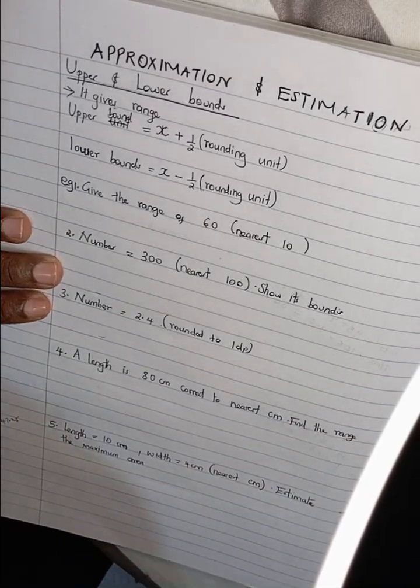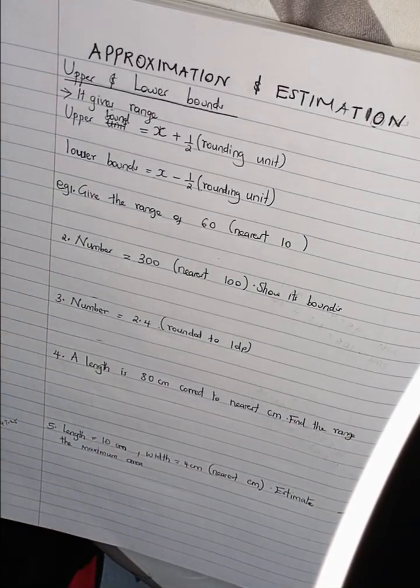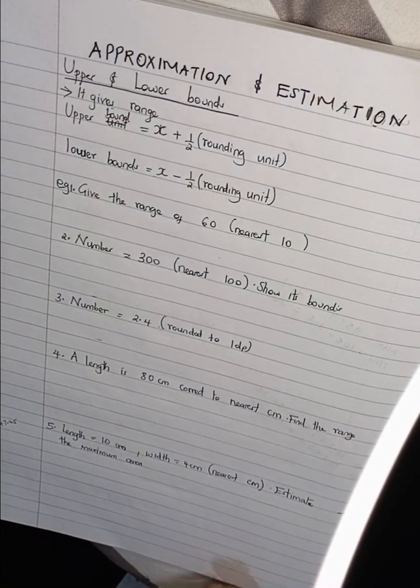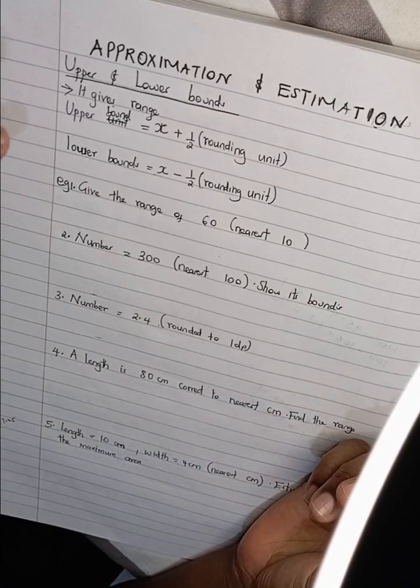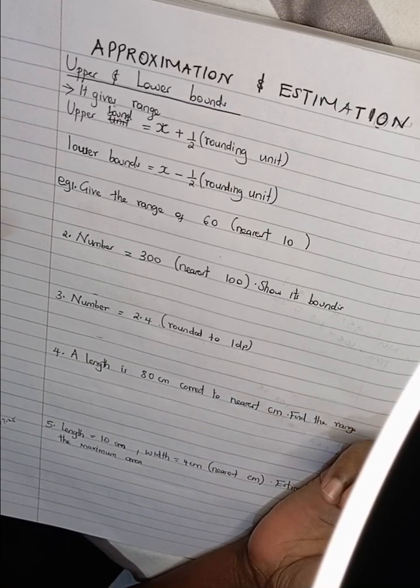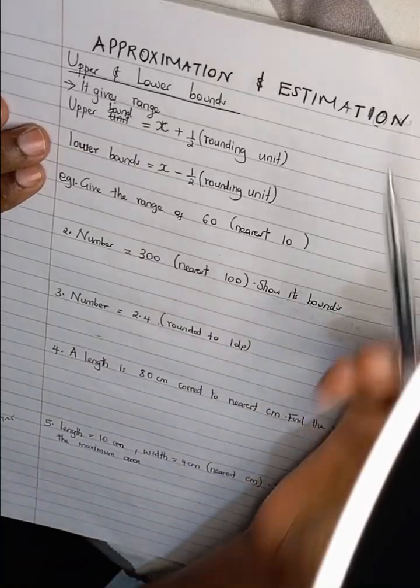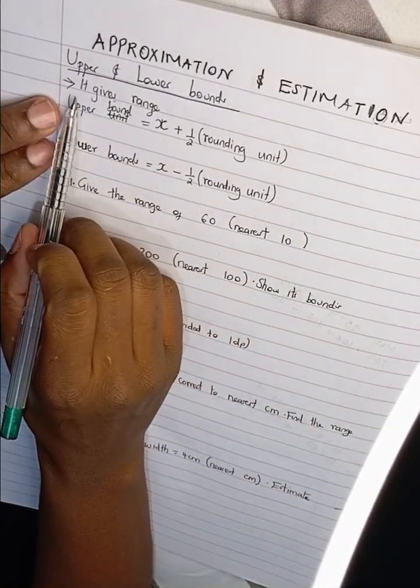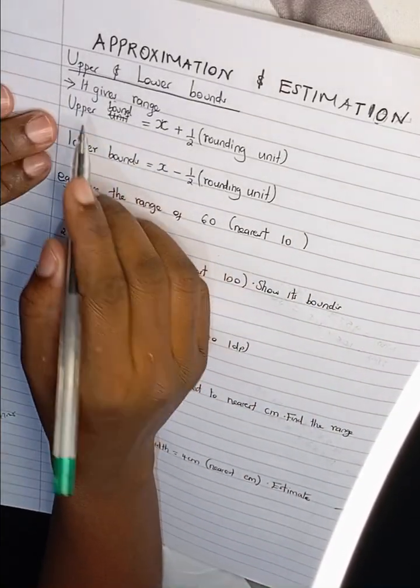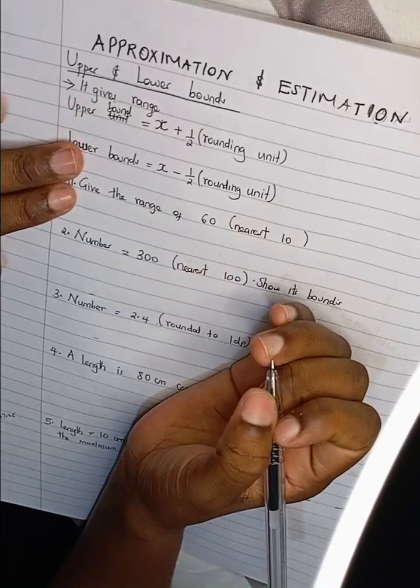Calculating upper and lower bounds can be a bit challenging, especially when you don't know the units that are rounded off. Now let's see how to find the lower and upper bounds and the range. As we know, upper and lower bounds give the range of the given unit.